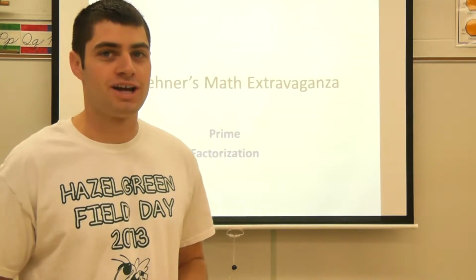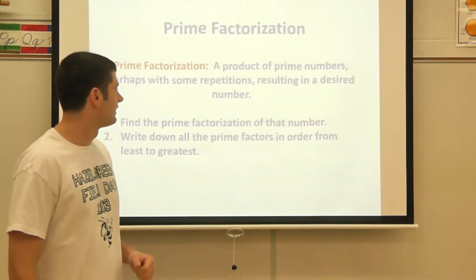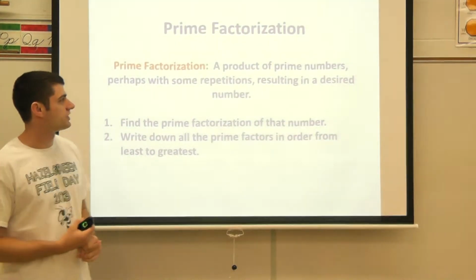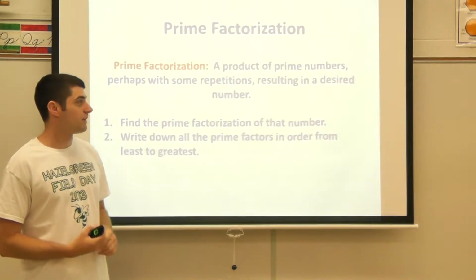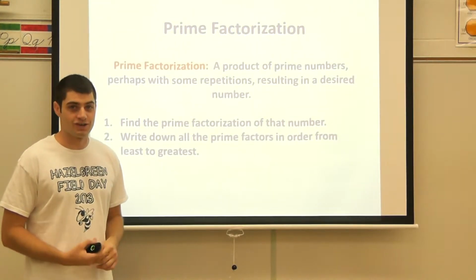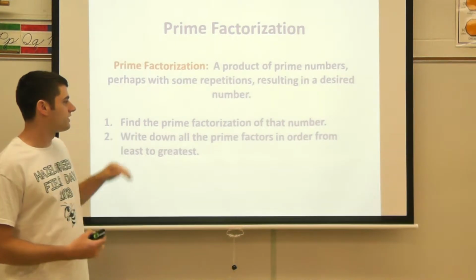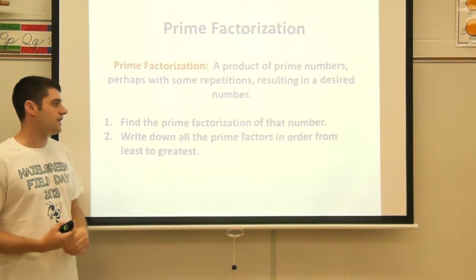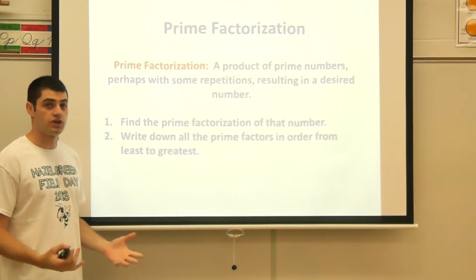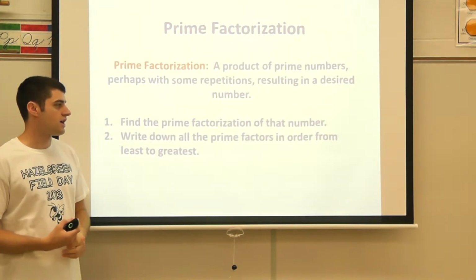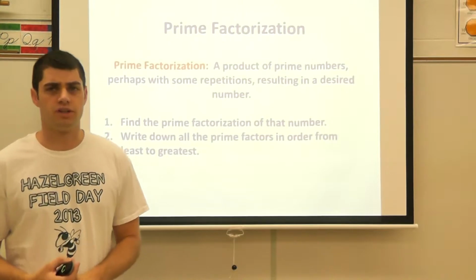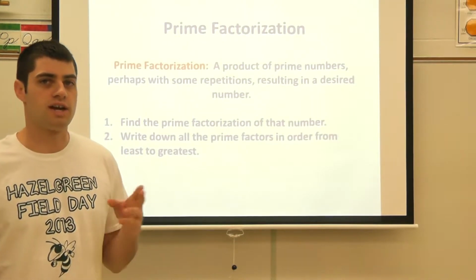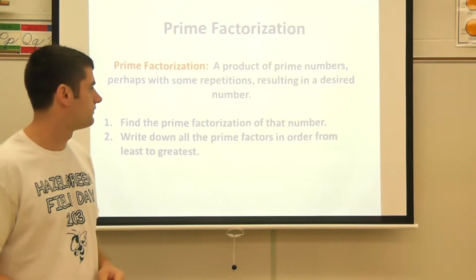Let's not waste any more time, and let's get into it. Finding the prime factorization is writing a number as a product of prime numbers, perhaps with some repetitions. The steps to follow are to find the prime factorization of the number you're starting with, then write down all the prime factors in order from least to greatest. This may sound confusing, so let's take a look at an example to see if that makes a little bit more sense for you.